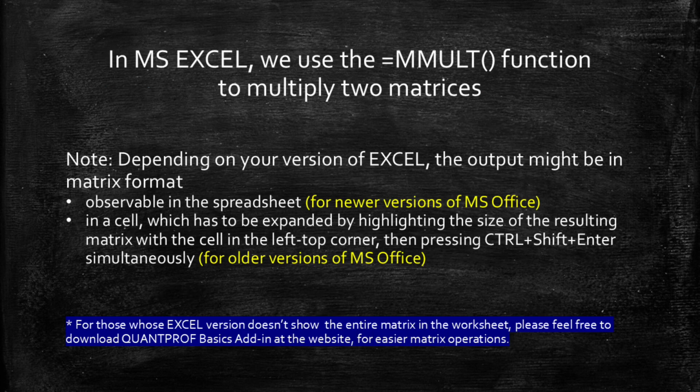In MS Excel, we use the MMULT function to multiply two matrices. Now, depending on your version of Excel, the output might be in matrix format that is either observable in the spreadsheet, at least for newer versions of MS Office, or it could all be put in one cell only, which has to be expanded by highlighting the size of the resulting matrix with the cell in the left top corner, highlighting the resulting matrix expected, then pressing Ctrl-Shift-Enter simultaneously.